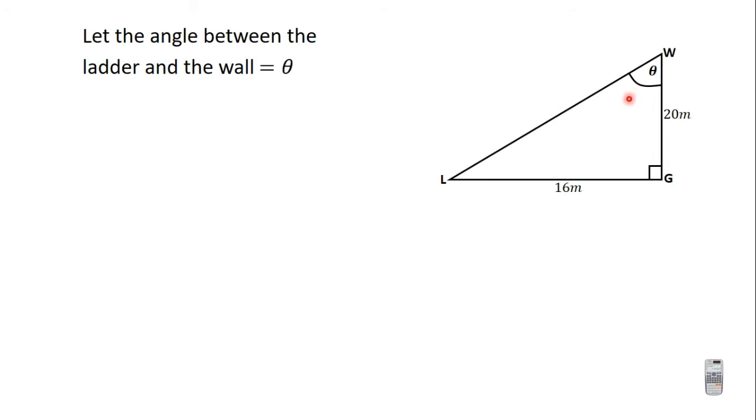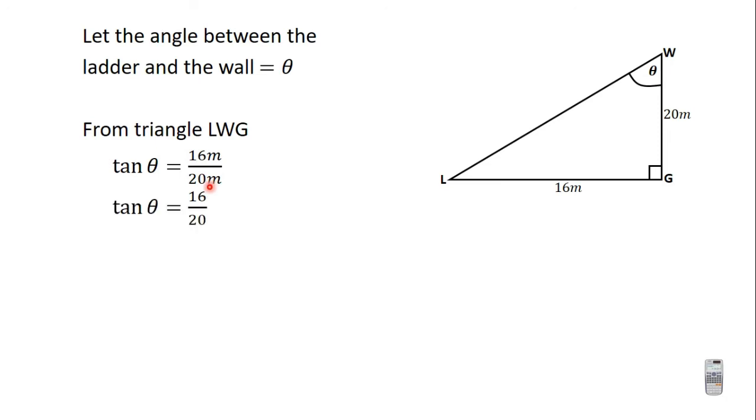So we have opposite and we have adjacent, so we are going to use tan to solve for theta. From this diagram, tan theta is equal to 16 meters divided by 20. The meters and the meters will cancel, so we have tan theta is equal to 16 divided by 20. To find theta, you are going to find tan inverse of 16 divided by 20. So theta is equal to tan inverse of 16 divided by 20.